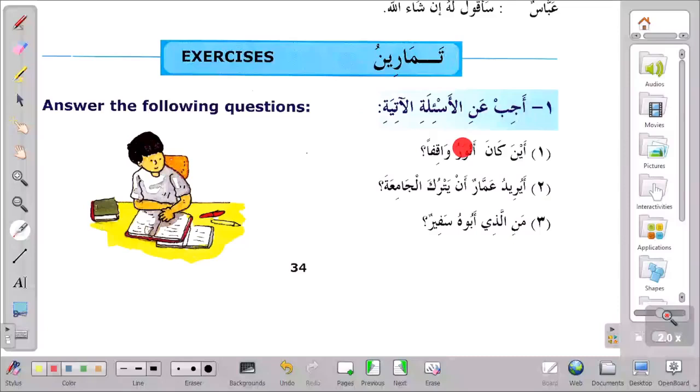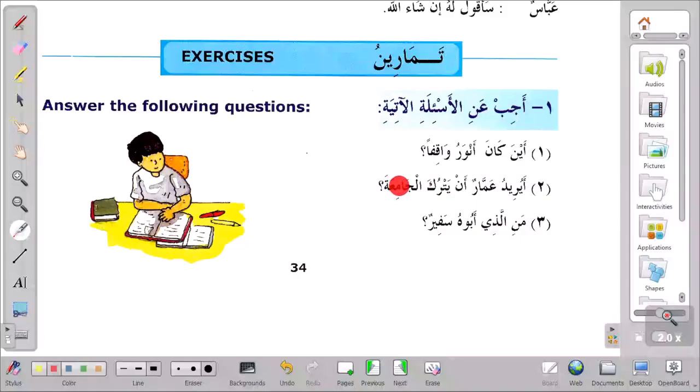How do we say it? We say Kana wakifan harij al-fasli. Outside the classroom. I hope that is clear. The second one. Ayuridu Ammarun an yatruka al-jami'ata. That's, does Ammar want to leave? Taraka means to leave something. Taraka, he left. Yatruku, he is leaving. That's, does Ammar want to leave the university?